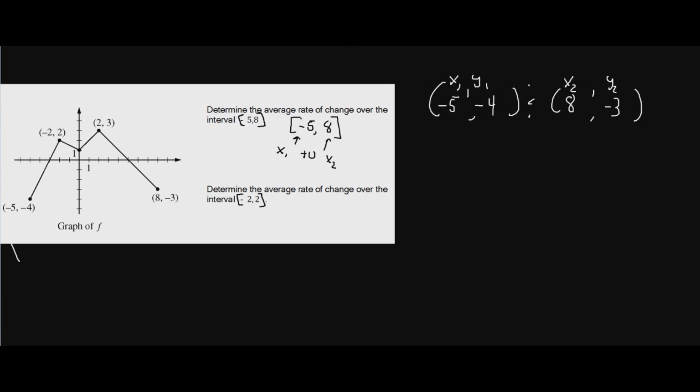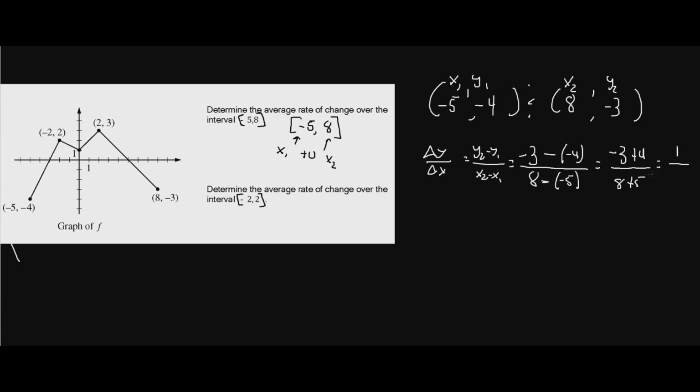All right, wonderful. Now that we have that there, now we can write delta y over delta x, y2 minus y1 over x2 minus x1, and we proceed. -3 minus -4, right? y2 minus y1, let me put parentheses, over 8 minus -5. And we get -3 plus 4 over 8 plus 5. Okay, we do this, we get 1 over 8, 9, 10, 11, 12, 13. 1 over 13. So my average rate of change is 1 over 13.